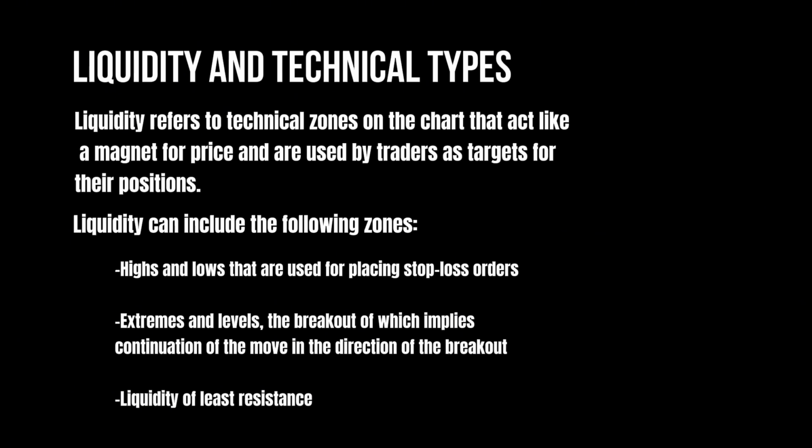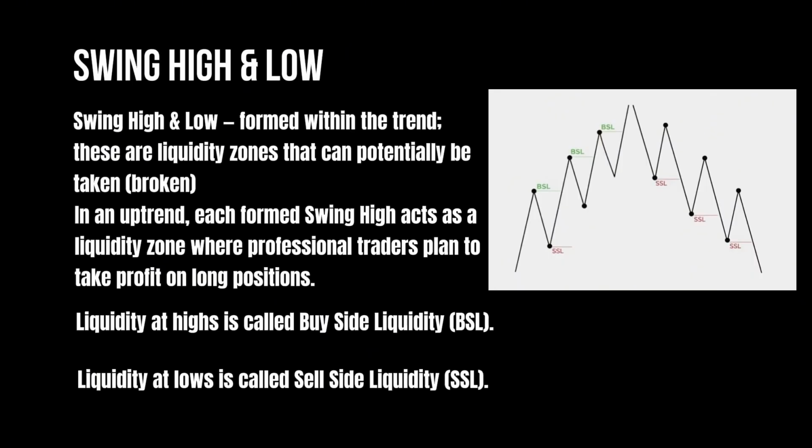And the next type of technical liquidity is the liquidity of least resistance, or to be more precise, the absence of liquidity and any resistance in some interval of the chart, and most likely the price will break through it very impulsively. Let's go. The simplest types of liquidity are maximums and minimums, swing highs and lows, formed by the trend. These are liquidity zones that can potentially be broken through.